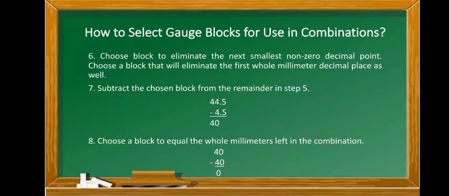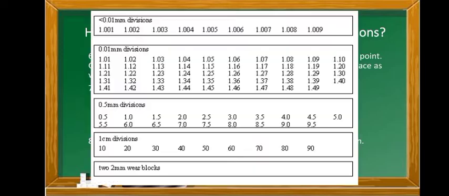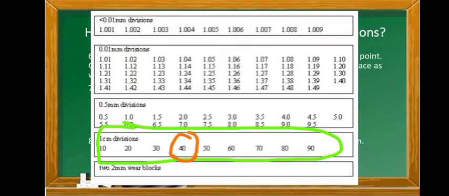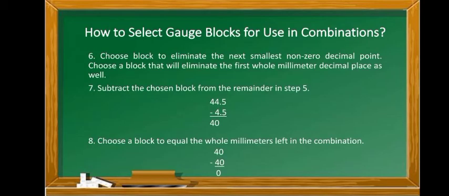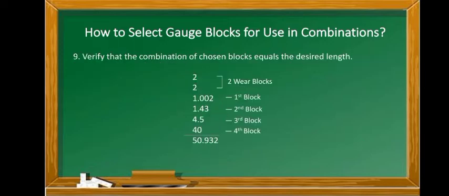So, now choose a block to equal the whole millimeters left in the combination. So, ang atong nabilin nga length is 40. So, atong lantawon diri sa atong set of gauge blocks kung unsay atong i-select nga block nga ma-0. I-minus nato para ma-0 na siya. So, we have here in 1 centimeter divisions or 10 millimeter divisions, we have 40. So, 40 minus 40 is equals to 0.